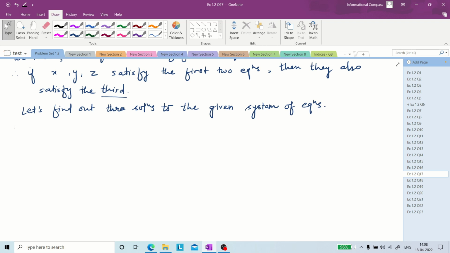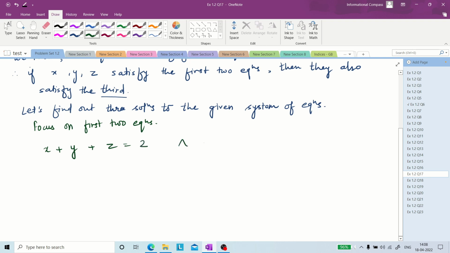So now we are going to focus on the first two equations, because the third one is automatically formed from the first two. And how are we going to do that? We are going to find the intersection. That is what we have learned, right? So x plus y plus z equal to 2 intersection x plus 2y plus z equal to 3.